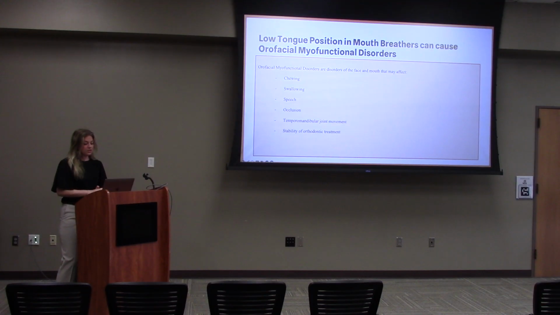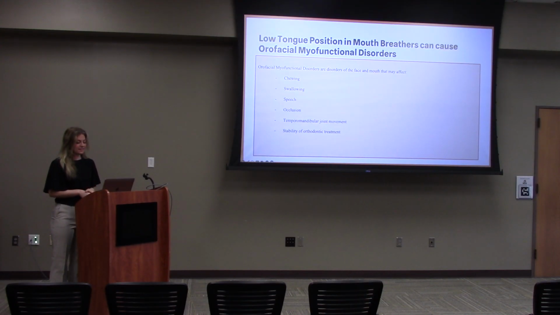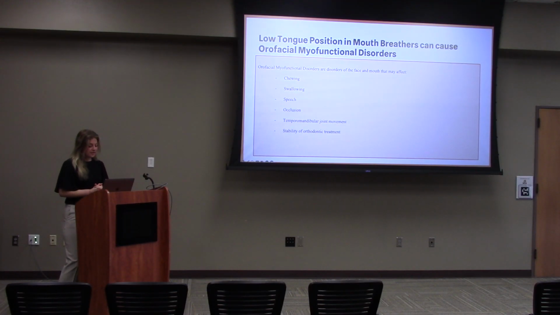Next, low tongue posture from the mouth breathing also can contribute to a range of issues like speech delays, abnormal swallowing patterns, and jaw misalignment. These are referred to as orofacial myofunctional disorders, and they're often missed unless a dentist, orthodontist, or speech therapist is trained to spot them. So not only is there speech delays, abnormal swallowing patterns, and jaw misalignment, but there can also be issues like chewing, occlusion, temporomandibular joint movement, and stability of orthodontic treatment.